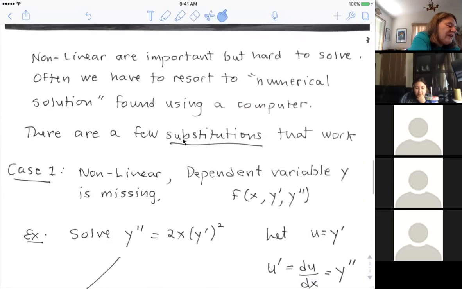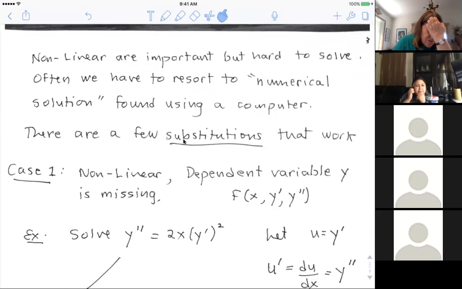Now, nonlinear equations are very important, arguably maybe more important in some ways than linear in really complicated problems. And they're harder to solve, much harder to solve. Sometimes you even have to resort to what we call a numerical solution, which is you plug things into the computer, and the computer looks at slopes of tangent lines in massive numbers and tells you a solution.